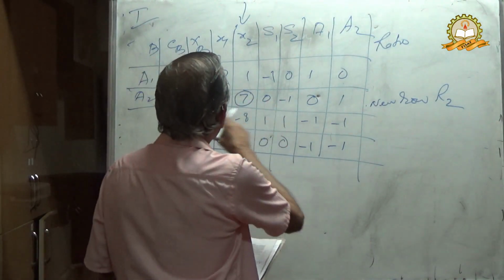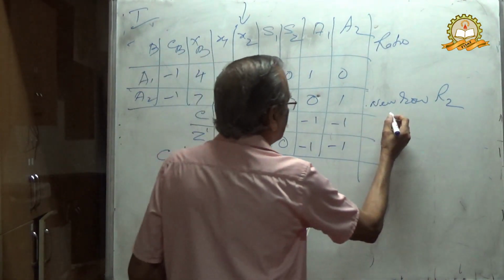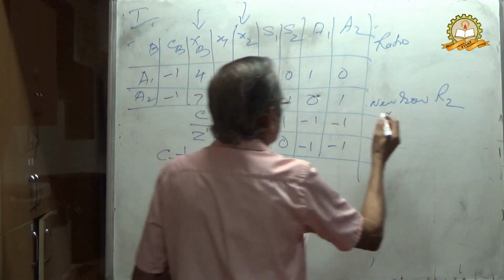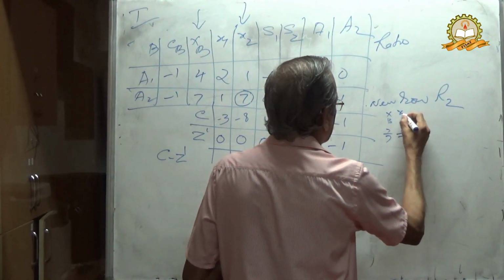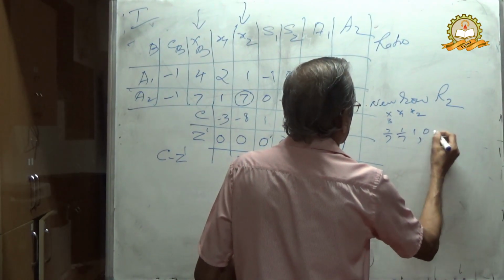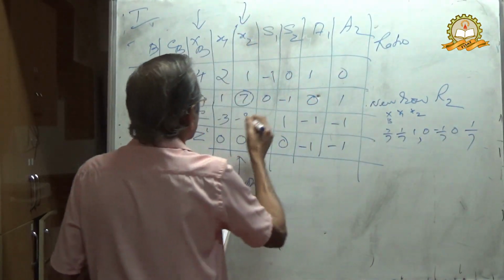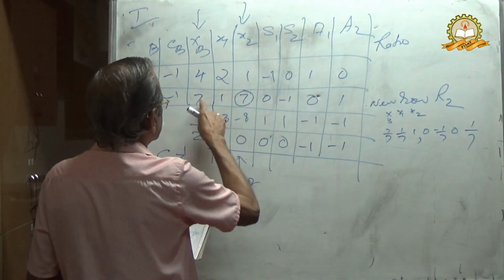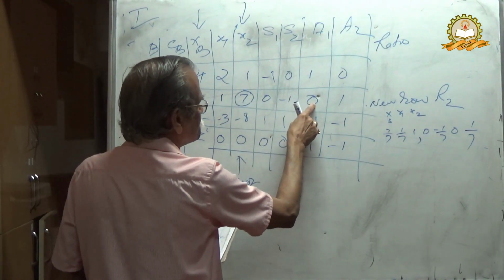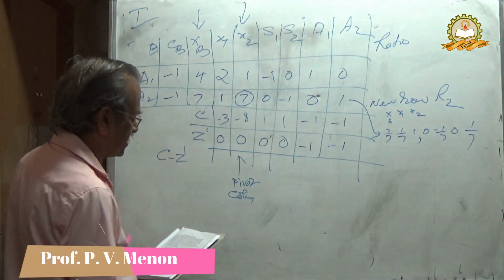Namely, this will be divided by 7. Therefore, under XB you will have 7/7. Then 1/7, x1, x2, 1, 0, negative 1/7, 0, 1/7. These will be the numbers under x2: 7/7, 1/7, 1, 0, negative 1/7, 0, 1/7. This is your new row R2, which you are obtaining.